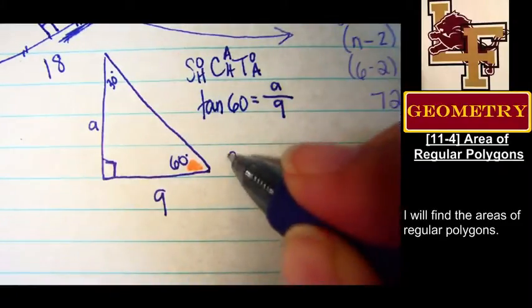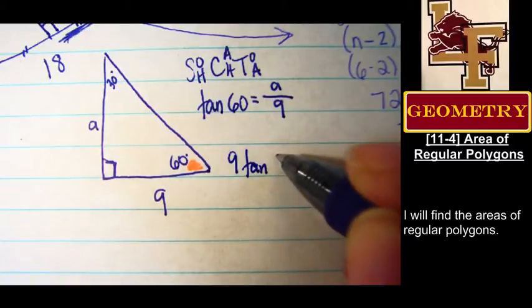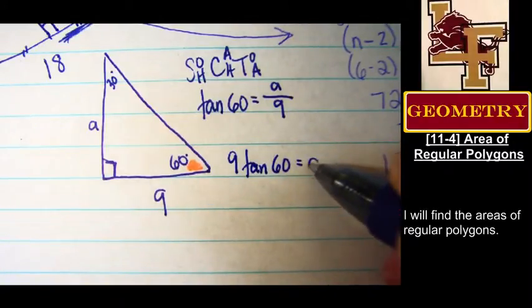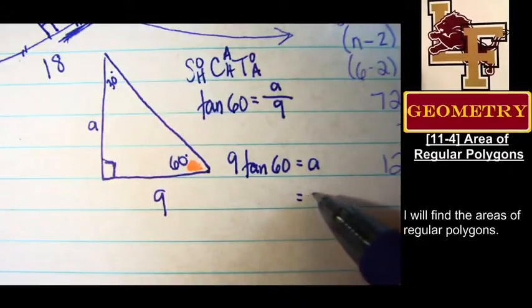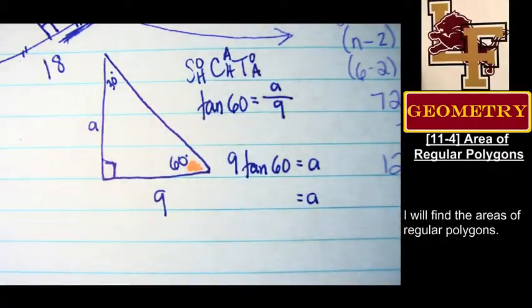I need to multiply both sides by 9 to get the letter A by itself. And so the measure of the apothem is whatever I get when in my calculator I type 9 times tangent 60. You can put tangent 60, hit the answer, and then hit times 9. In the TI-Nspire, I like typing it all out in one thing. I put 9, and then I go to trig, and then I hit tangent.